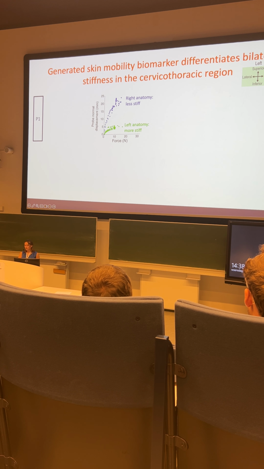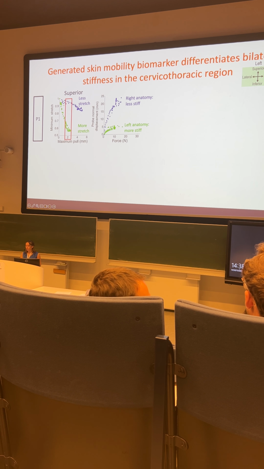As discussed previously, baseline stiffness measurements are made by an instrumented force probe. For the same participant I discussed earlier, we found their left anatomy to be more stiff than their right anatomy. Looking now at the skin mobility biomarker, we observe clear bilateral separation in that superior direction. In specific, at a maximum pull of approximately 2 millimeters, minimum skin stretch is measured to be 0.56 or 44% compression on the left, while only 0.93 or 7% compression on the right.